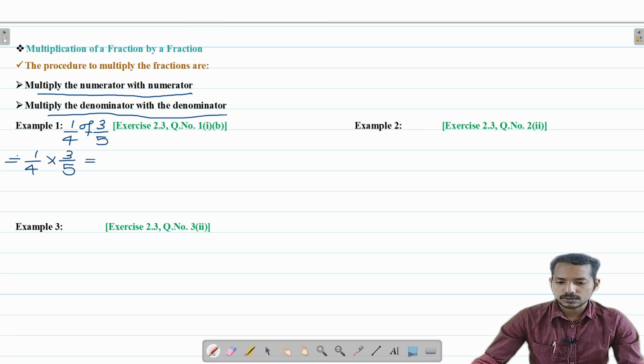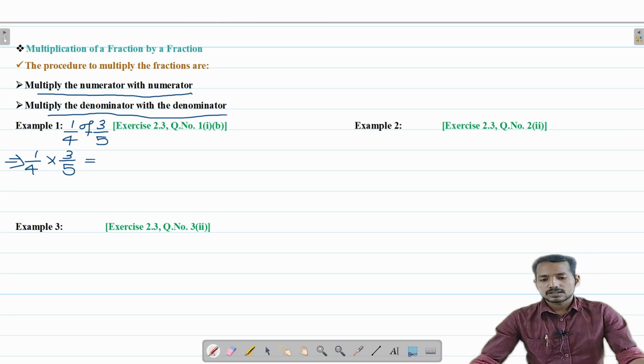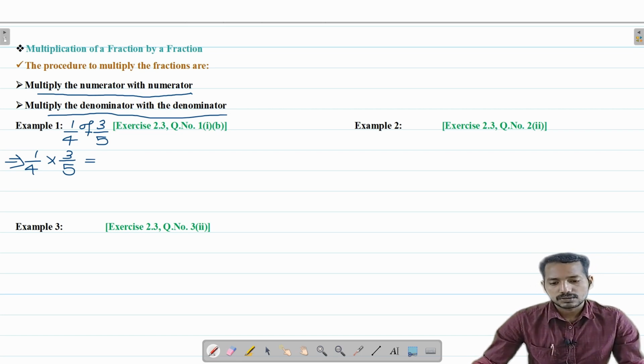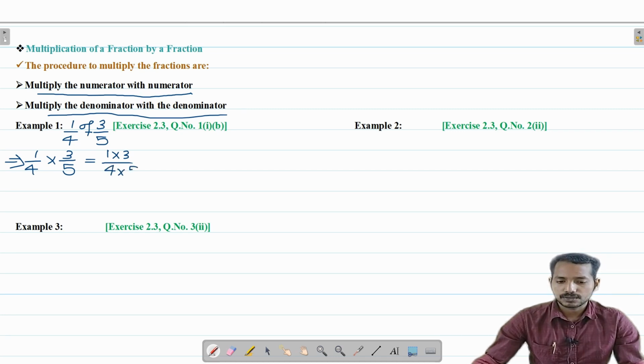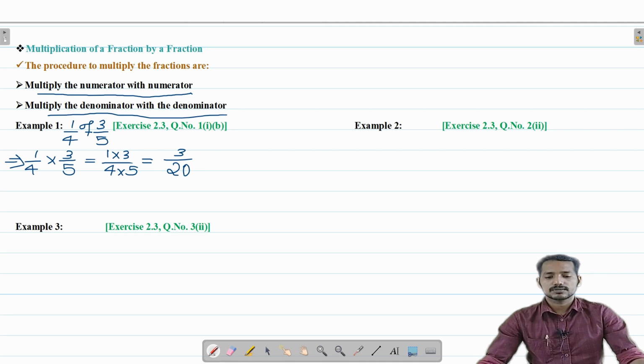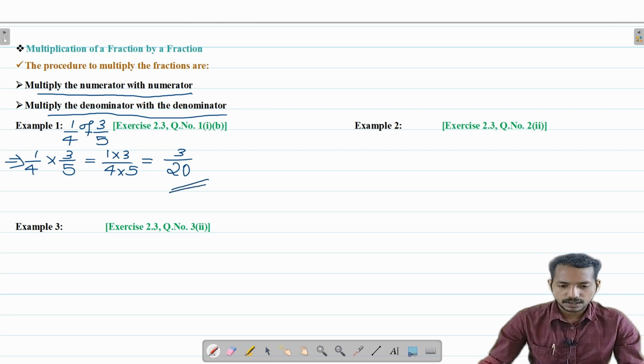That is equal to, here we multiply the numerator of the first fraction with the numerator of the second fraction. So what will you get? 1 into 3, divided by the denominator of the first fraction multiplied with the denominator of the second. So we will get 4 into 5. That is 3 divided by 4 into 5, which is 20. That's all. So 3 by 20 is the answer.